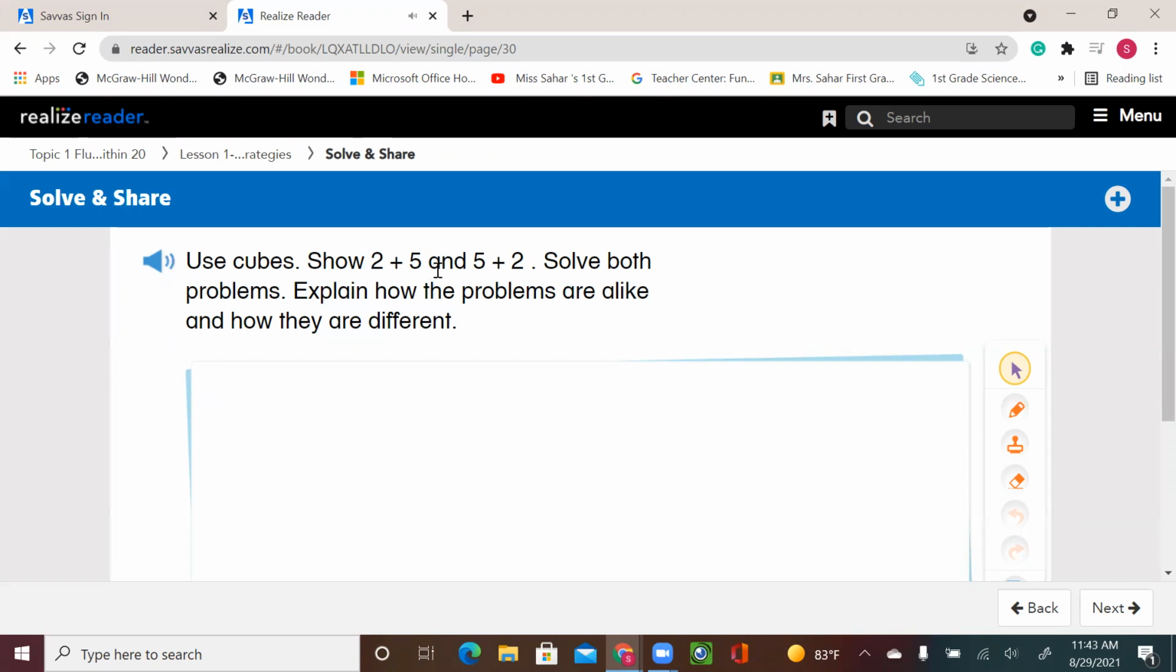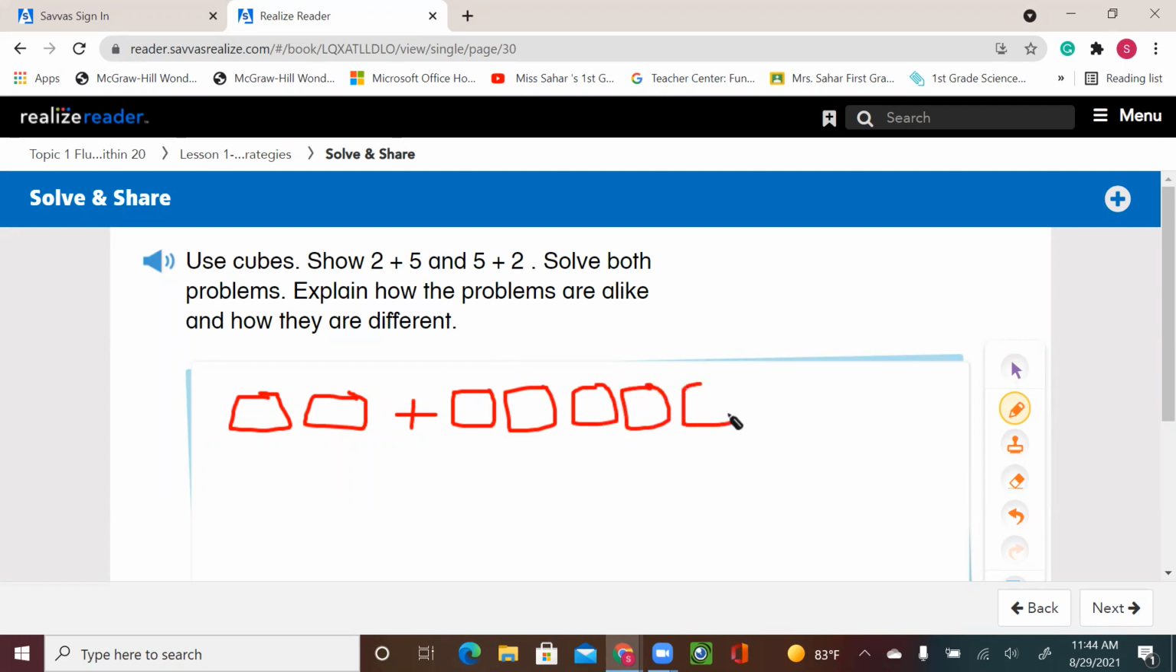All right, 2 plus 5 and 5 plus 2. So let's say I'm going to draw my counters or cubes here. I'm going to put 2 cubes first, plus 5. 1, 2, 3, 4, 5. So this is 2 plus 5 equals. I have 2, 3, 4, 5, 6, 7. So 2 plus 5 equals 7.